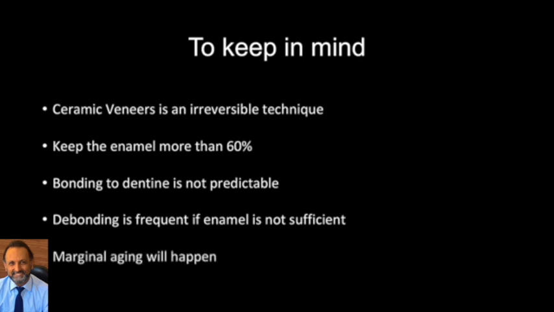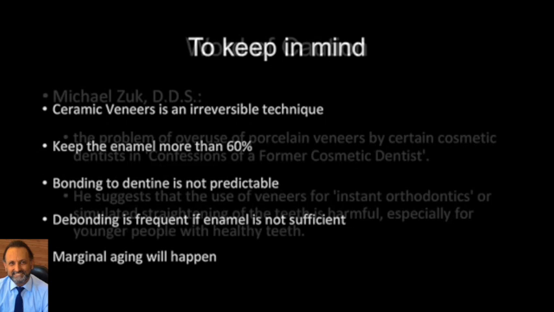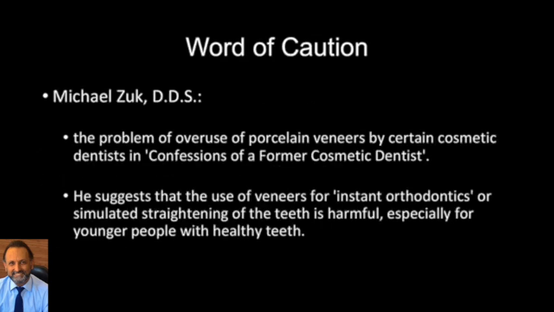Marginal aging will happen. It might age because of the composite, it might age because of the stress on the occlusion, and it will crack eventually. The word of caution from Michael Zook. Michael Zook is a man who was known as the king of veneers. He wrote books about how to change the smile in one day.